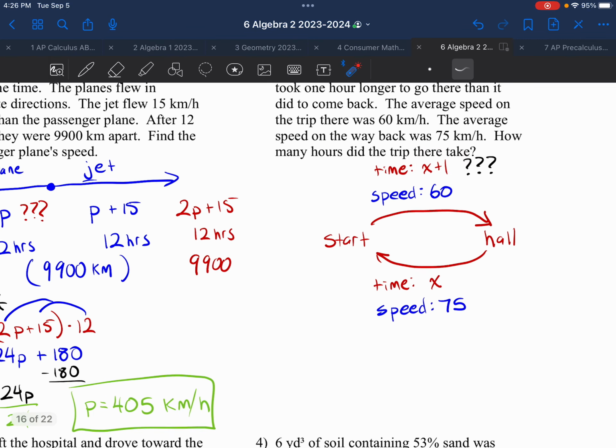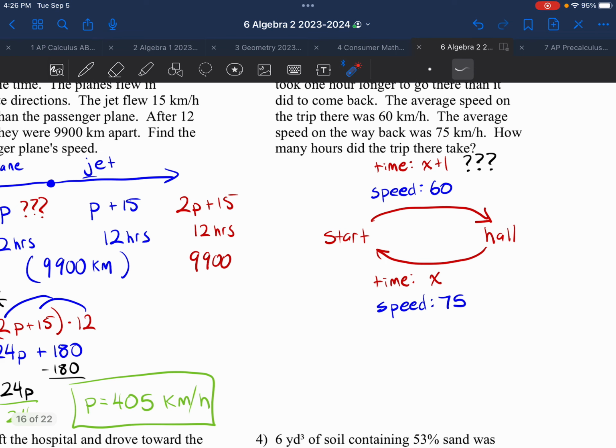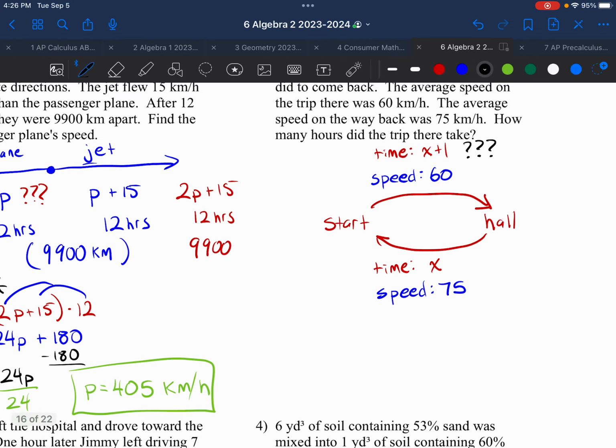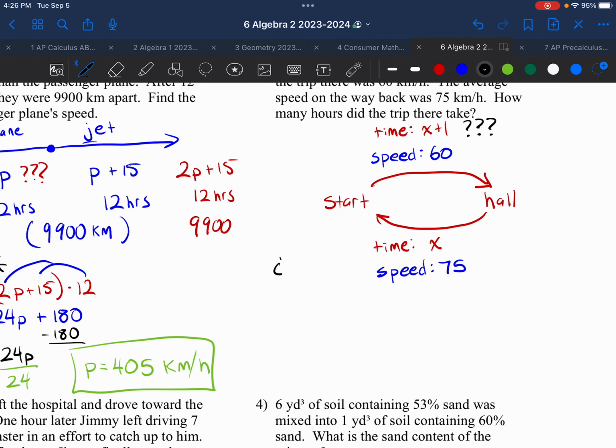All right, so notice that the distance is going to be the same. It's the same distance to get to the hall as it is to get the distance back. So essentially what I'm going to be doing here is making an equation that says distance equals the same distance. And we know that distance is rate times time, so my formula is going to be rate times time is equal to rate times time.